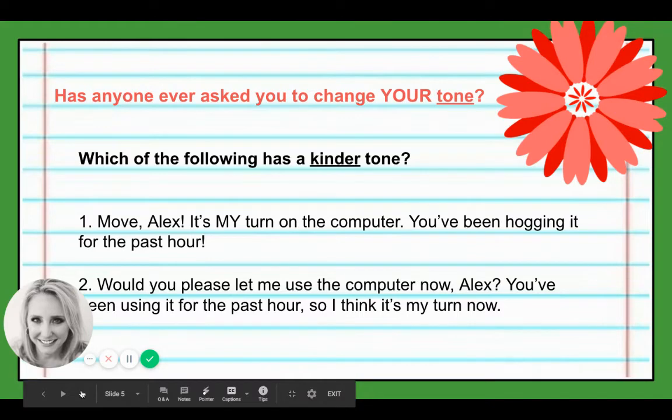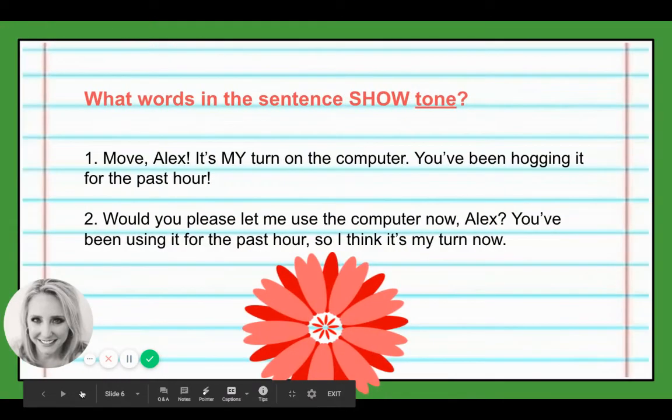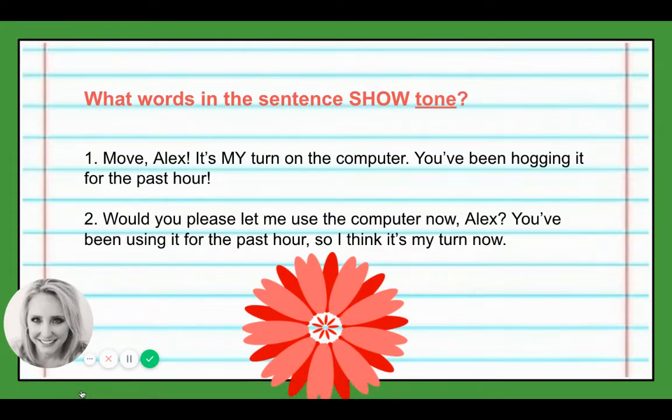Which is kinder? What words in these sentences show tone? If you have a piece of paper, or a sticky note, or something you can make notes on, let's go ahead and just write down your thoughts.